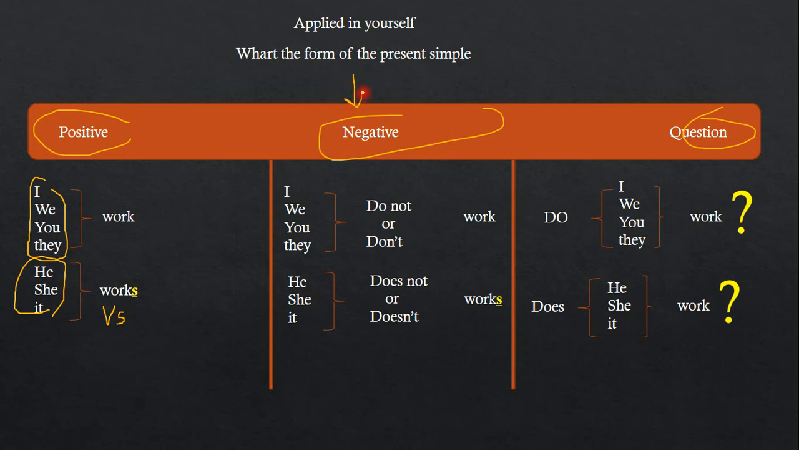In the negative, when we use negative in present simple, this form has the subject I, we, you, they, given don't, do not, but we contract this and join the two words to make don't. I don't work.